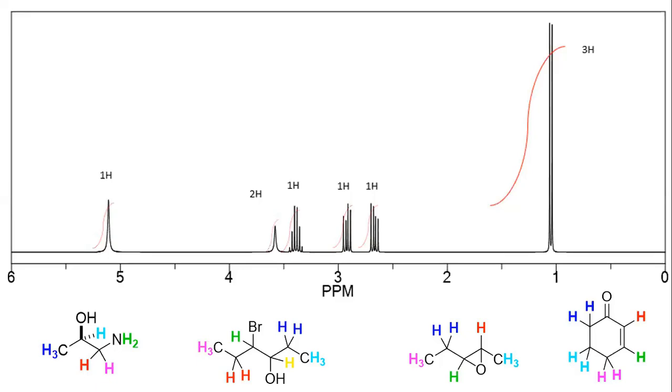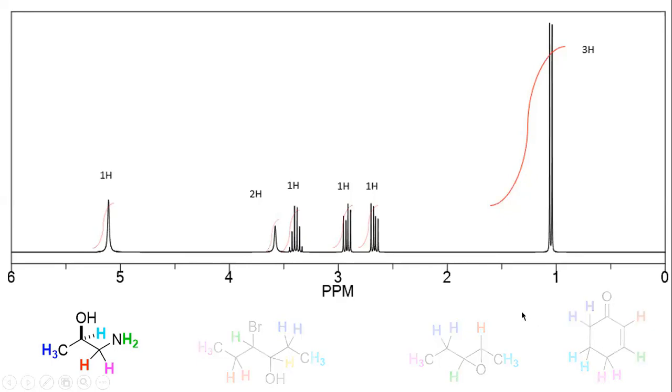No? Okay, so they show up somewhere between 4 and 6, right? And if you look between 4 and 6, you only see one signal and it's only integrating for one proton, right? So that kind of rules out this molecule too. So what we're left with is this molecule, right? It matches the number of signals, 1, 2, 3, 4, 5, 6 signals. And now let's see if we can figure out what's what based on the integration.